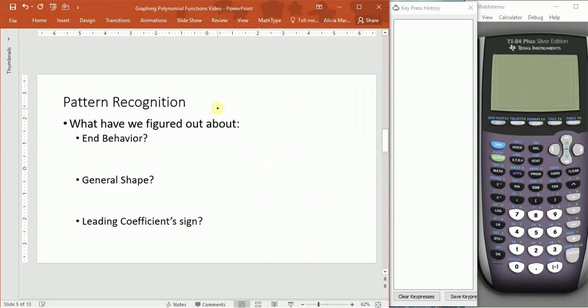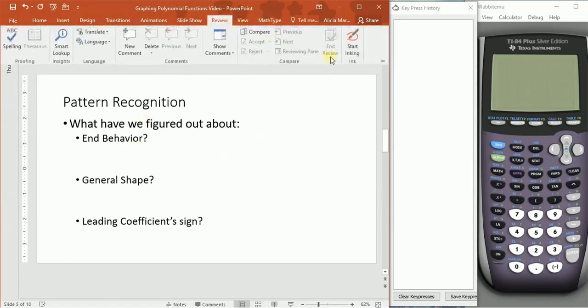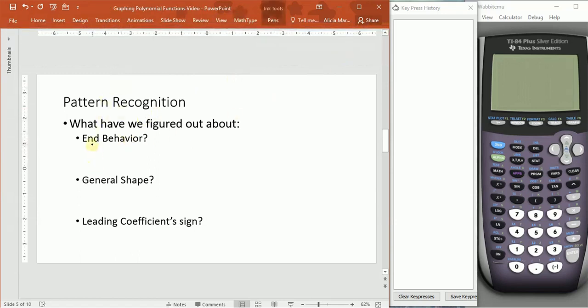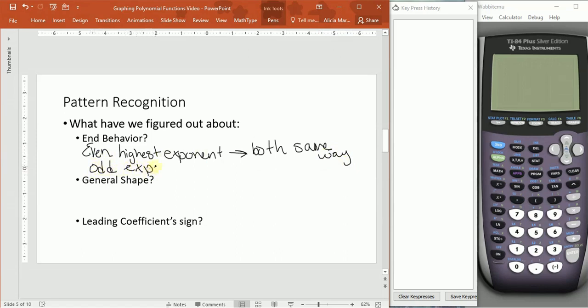So, pattern recognition. What have we figured out? Well, end behavior. We know about end behavior now. We know that if it's an even highest exponent, they're both going to go the same way, right? However, if it was an odd exponent, they went different ways, right? One went up, one down, that kind of thing.